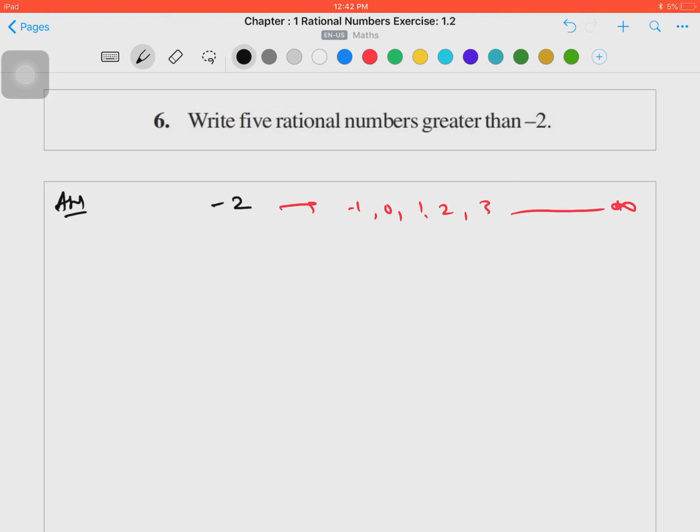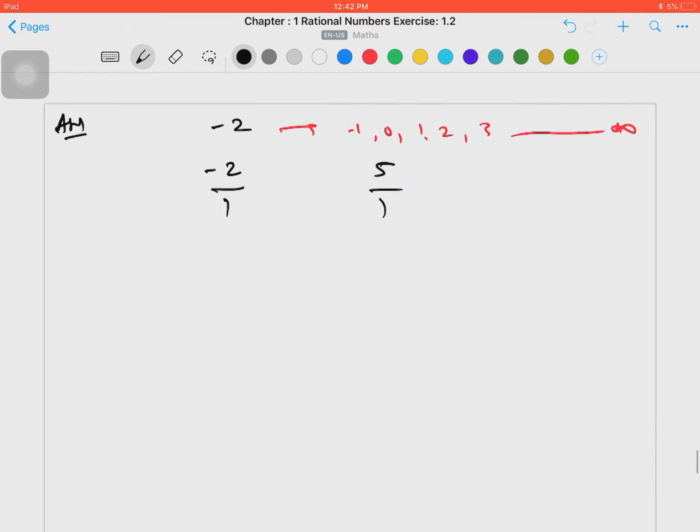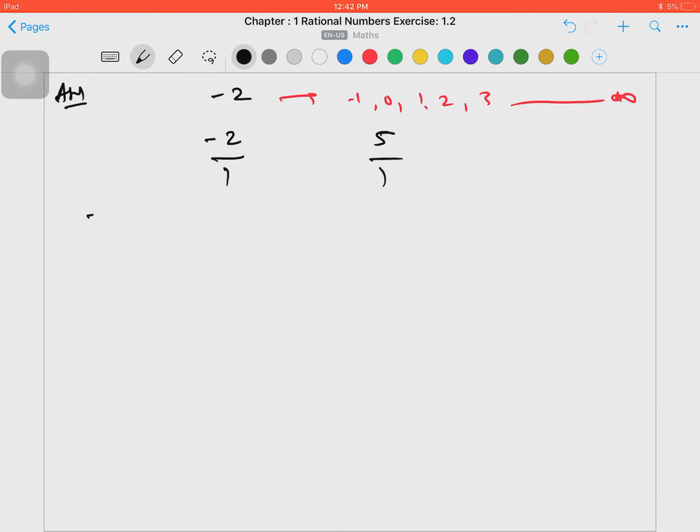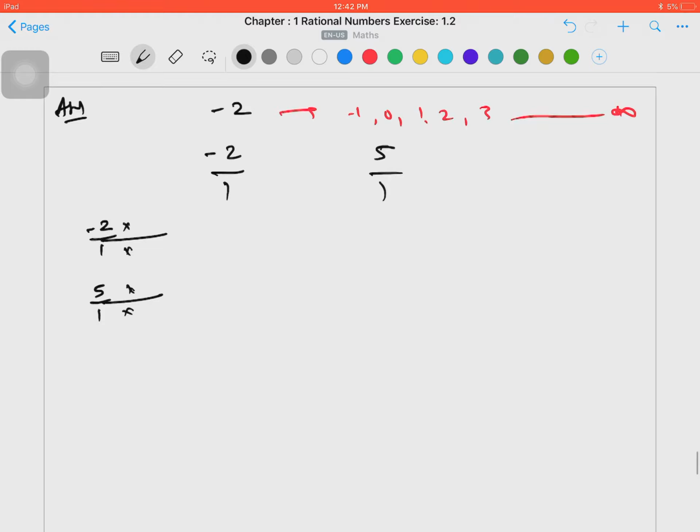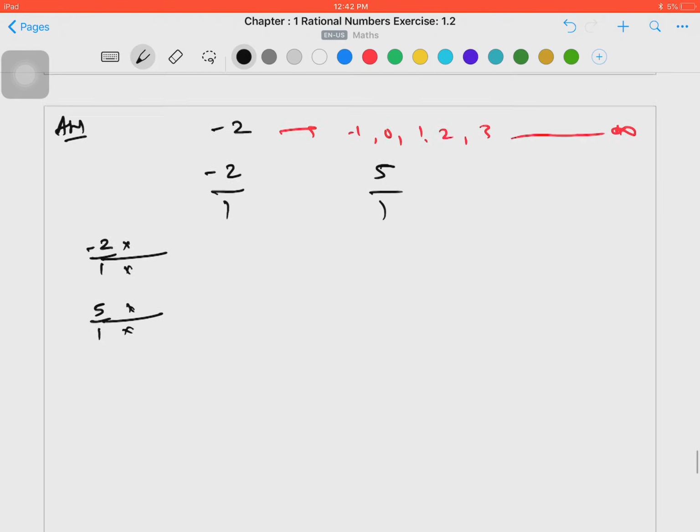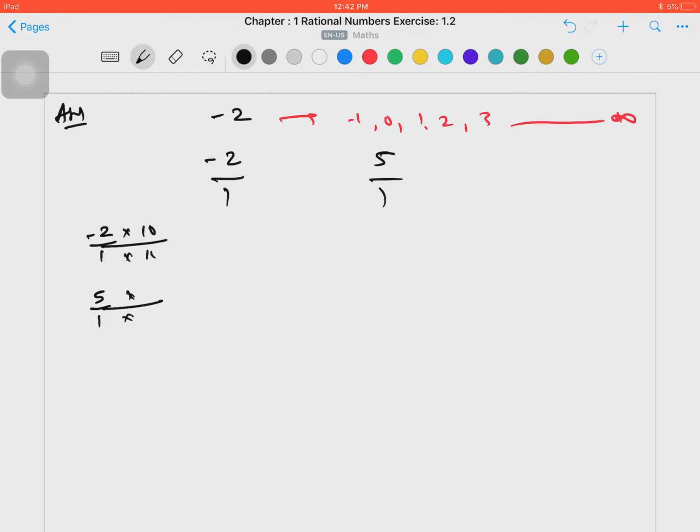Okay, so in this case I am taking -2 and let's take 5. Okay, so to make it rational number we divide them by 1. So now the numbers are -2 by 1 and 5 by 1. As we are asked to write only 5 rational numbers, so multiply them by 10 here and 10 here, similarly 10 and 10 here. So this number will become -20 by 10 and this will be 50 by 10.